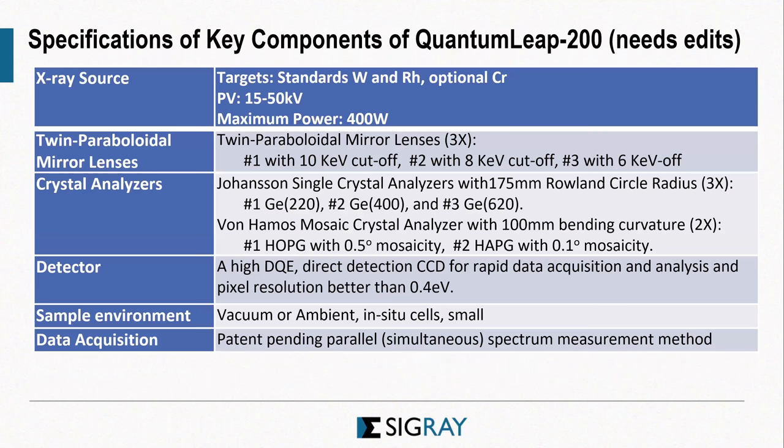So next is the specification. The system has the source and mirrors; as you can see, there are three mirrors in this particular case. There are crystal analyzers, and we have multiple crystal analyzers that can be used. We also have a Von Hamos spectrometer detector, and for data acquisition, we have good simultaneous spectrum measurement between the two spectra.